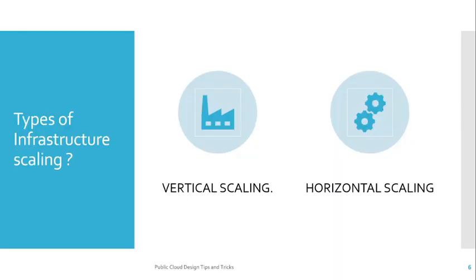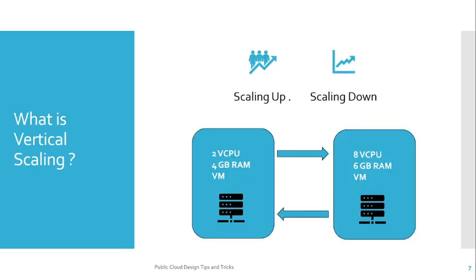Now, let's understand the different types of scaling. There are two types of scaling in the infrastructure world: one is vertical scaling, the second is horizontal scaling. What is vertical scaling? Vertical scaling is the capability where your hardware remains the same, and on that particular hardware instance, you scale up or down the number of vCPUs or the volume of RAM. You can think about this example.